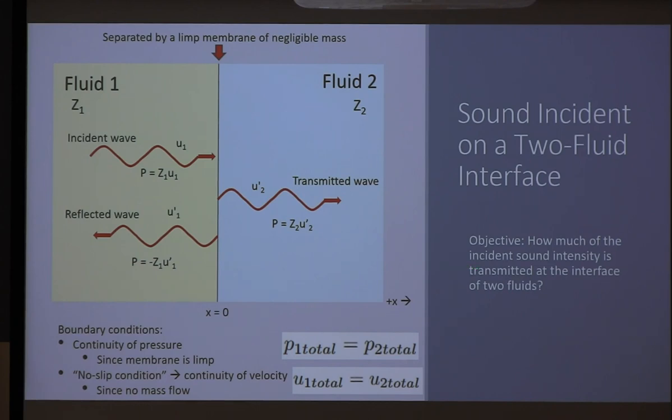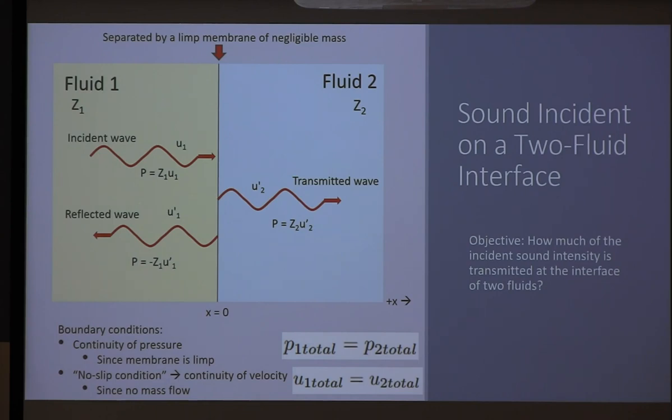So to solve for the amount of incident sound intensity that's going to make it through, we're going to have to consider the boundary conditions. The first thing that's going on at this boundary is, since the membrane is limp, it will not be resisting or dissipating any force that's pressed upon it. And so any pressure that is being imposed on a point of the membrane from fluid one, there'll be an equal force or pressure on the other side, pushed back by fluid two. So there's a continuity of pressure.